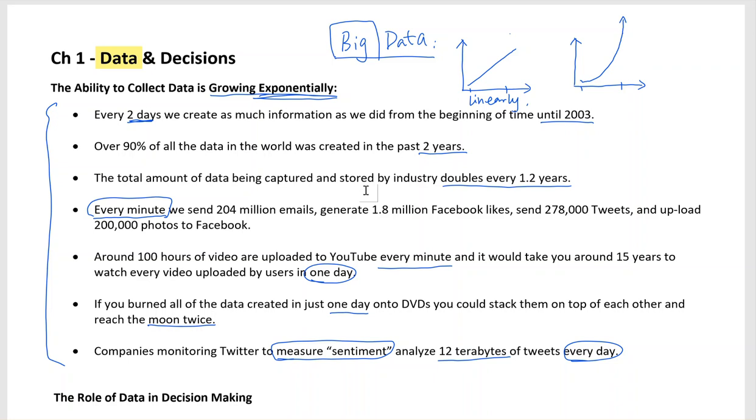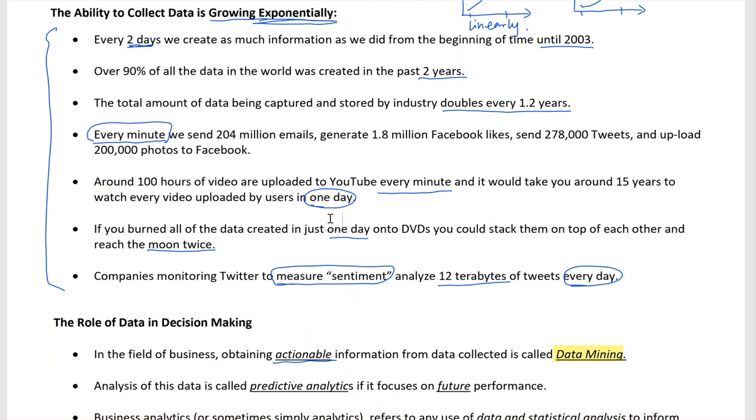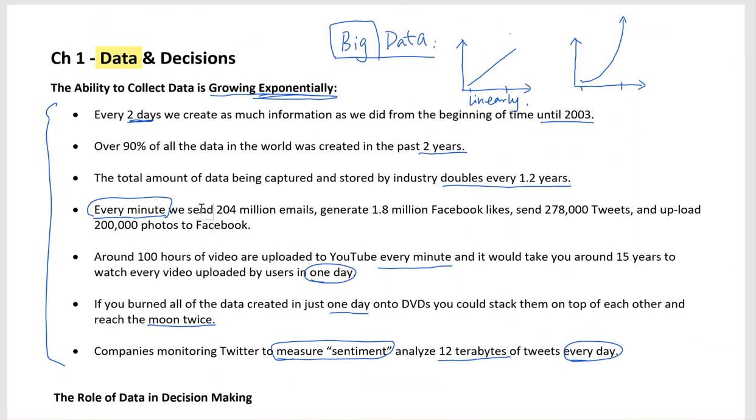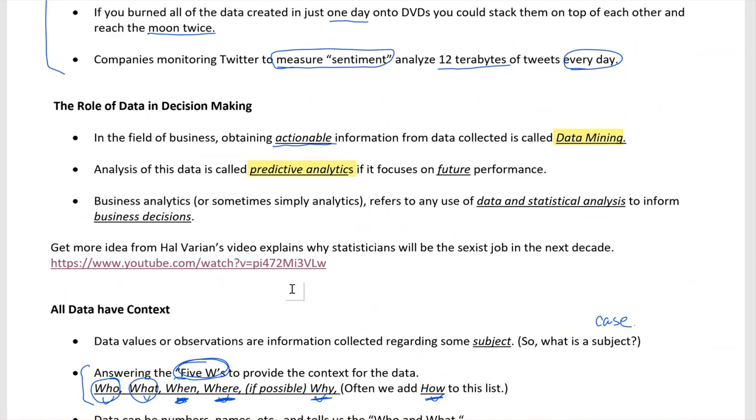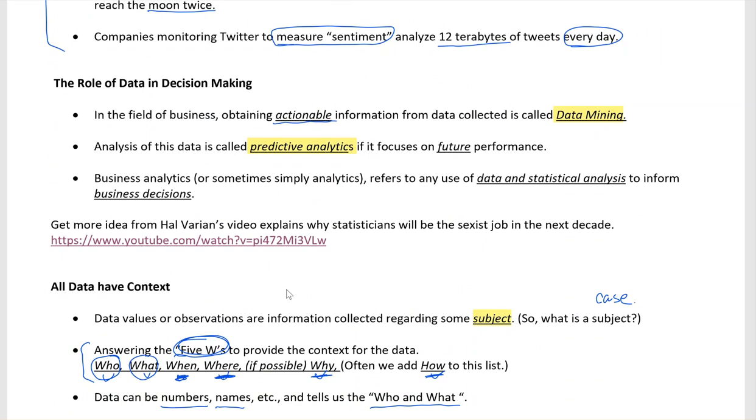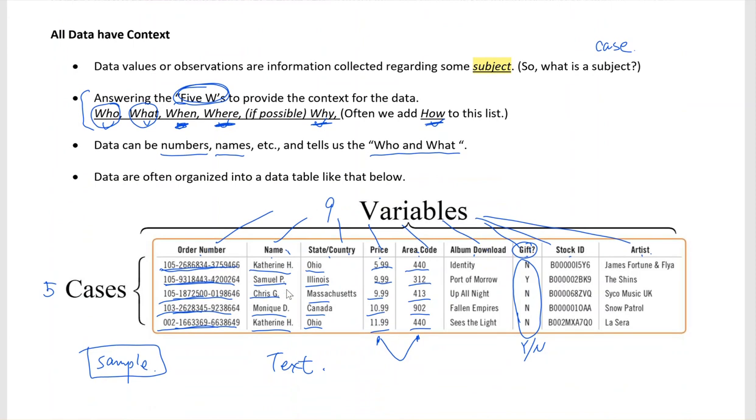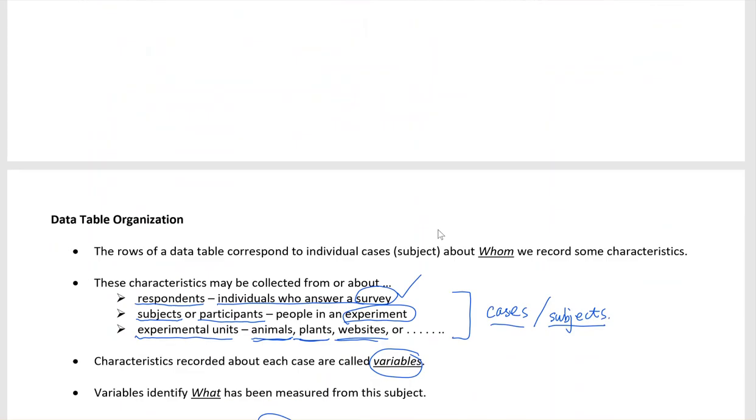Alright, so let's continue with the last class. Last class we talked about what is data, right? Why the data is so important for us to make business decisions. And we say all data have context, right? Normally we have the rows as the cases, and for the columns, we call them the characteristics about each case. We call them variables, right?